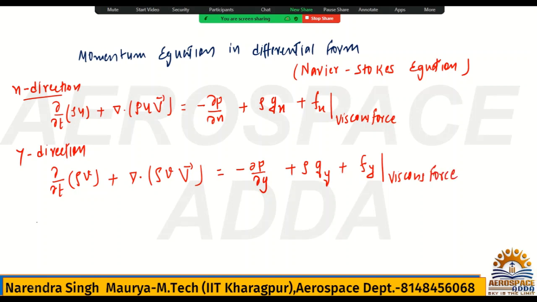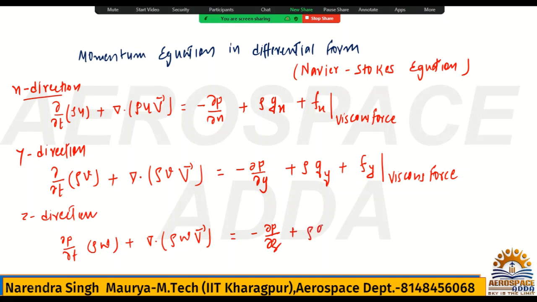Similarly, in the z direction it will be dou by dou t of rho w, since in the z direction the velocity component is w, plus the operator on rho w times v vector, equal to minus dou p by dou z now, plus rho gz, plus the viscous force fz.